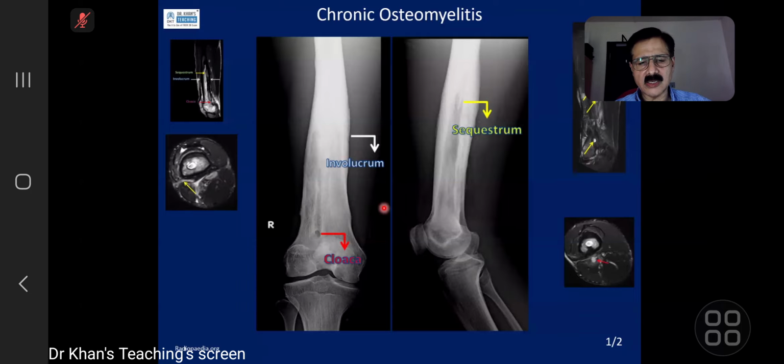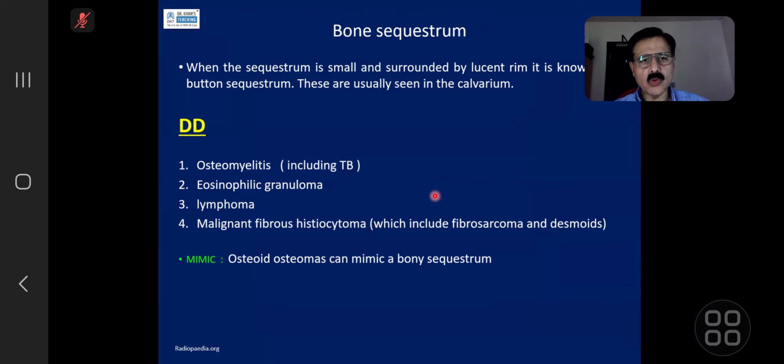Now, in the classical exam world, bone sequestrum can be in other pathologies other than osteomyelitis. And these are the films that can come in your viva. Please remember this differential diagnosis. Osteomyelitis, everybody knows. In TB also, it can happen. LCH, this is a very important exam case.